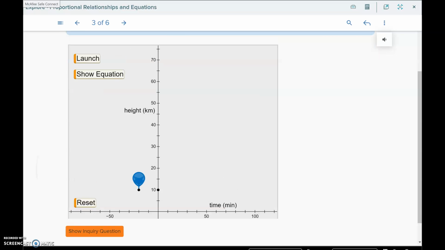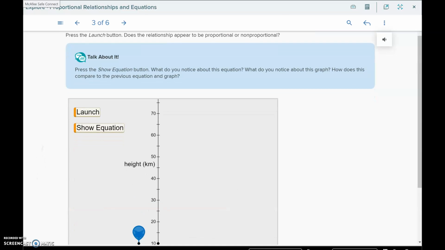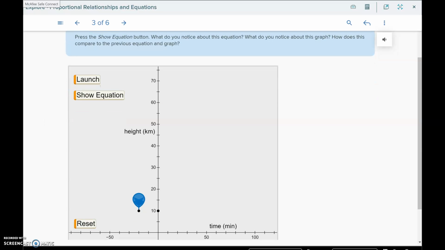All right. So this one here's the second balloon. So let's see what happens. Again, remember, a proportional relationship has to go through the origin and be straight. So when this is done, this appears to be a pretty straight line. But when I get down here to the bottom, that's not going through the origin. So this is going to be a non-proportional line because I don't go through the origin.